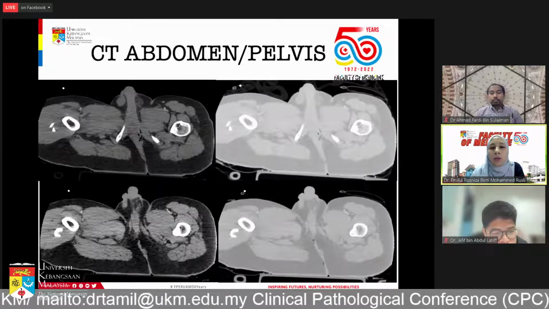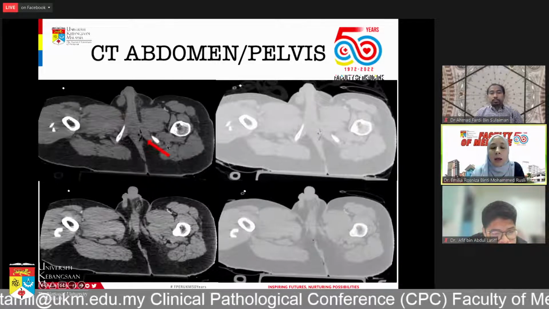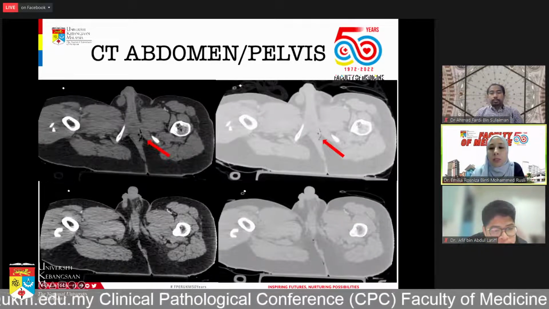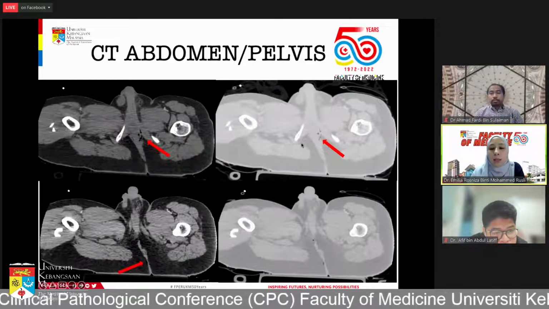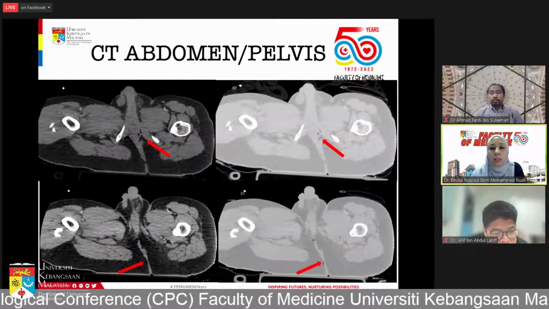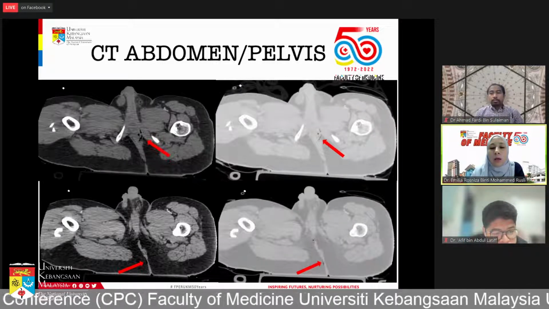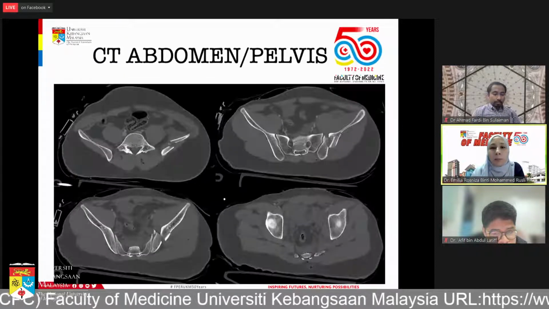Okay, at the region of the perineum, you see these air pockets at the left perineal region, which is better depicted on the lung window, as well as at the gluteal cleft. So with this presence of air pockets at the perineal region, we can't really rule out an anal tear.